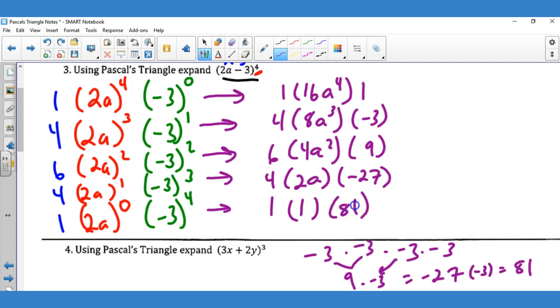Positive 81. So now, all we do is simplify each row, and then we'll have our polynomial. Right here we have 1 times 16A to the 4th times 1. So that is 16A to the 4th.